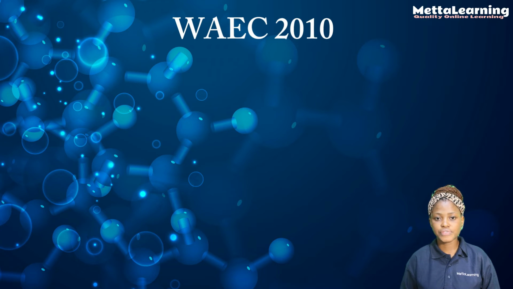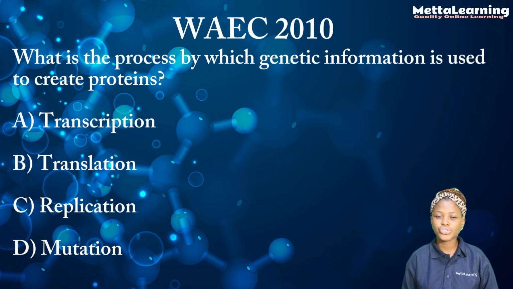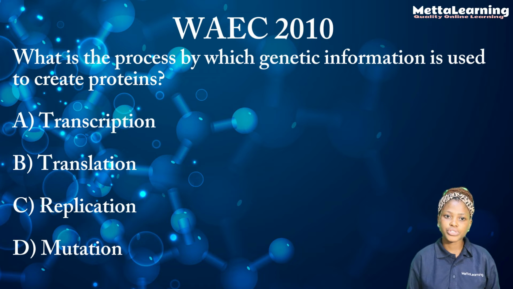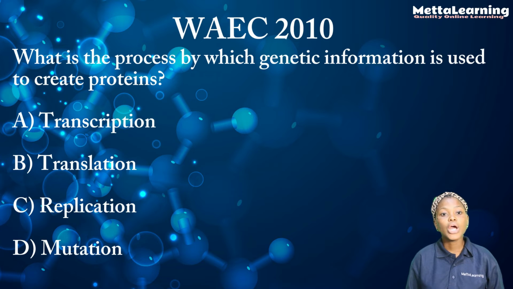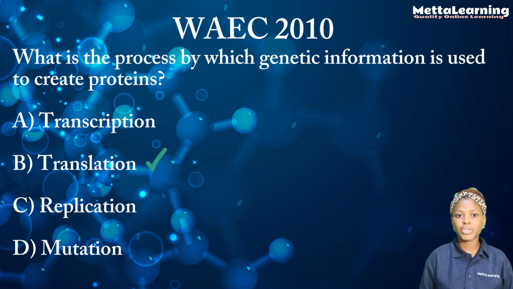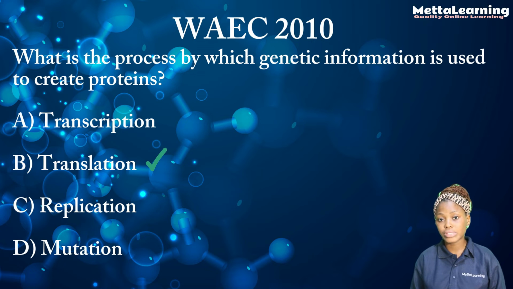2010, objective question 15. What is the process by which genetic information is used to create proteins? Option A, transcription. Option B, translation. Option C, replication. Option D, mutation. Of course, translation is the correct answer because it's the process by which genetic information is used to create proteins.